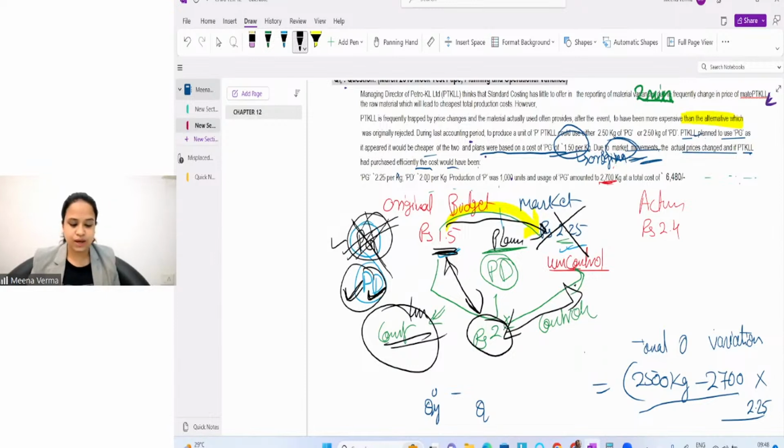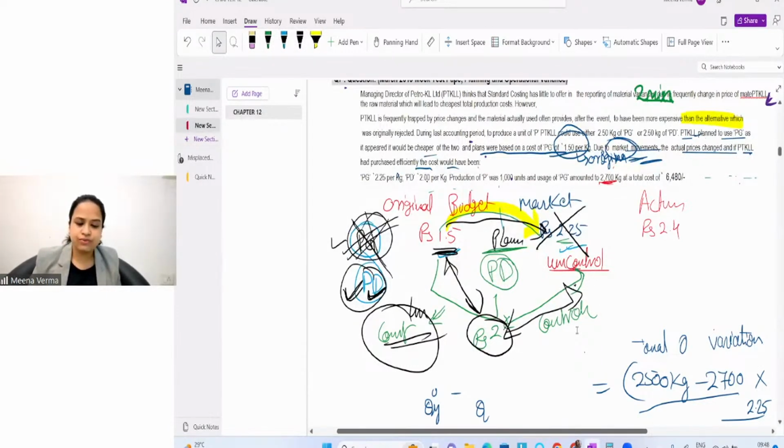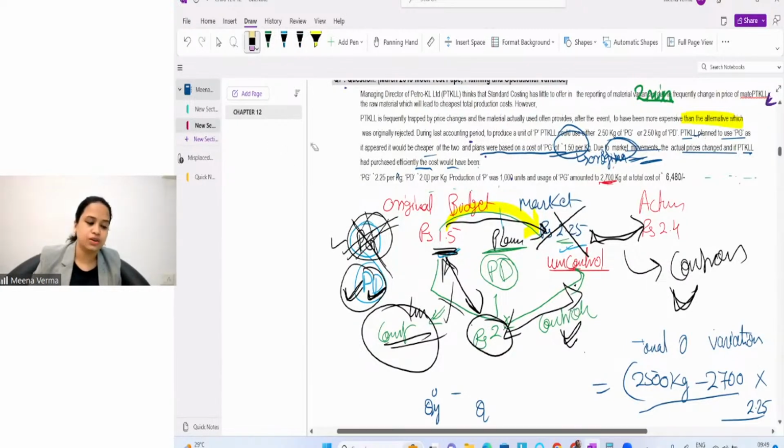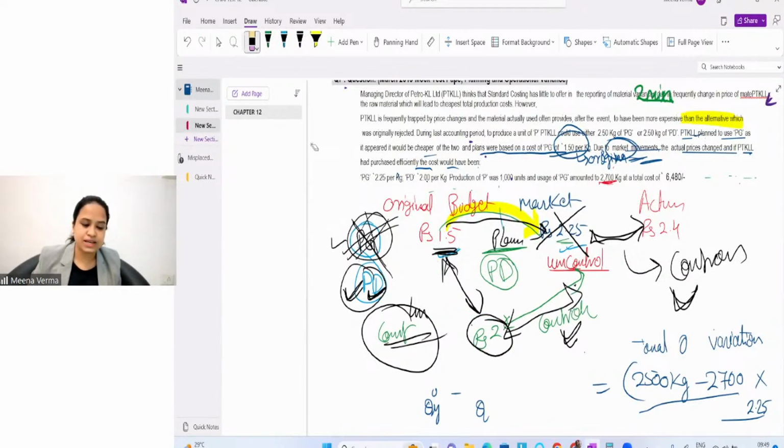So in this way, they have calculated the controllable variation, and further the price is also rising from 2.5 to 2.4, but this is also controllable. So the point is that this variation is controllable, this variation is controllable, but the price rising from 1.5 to 2 is uncontrolled. It is not within the control of the company.